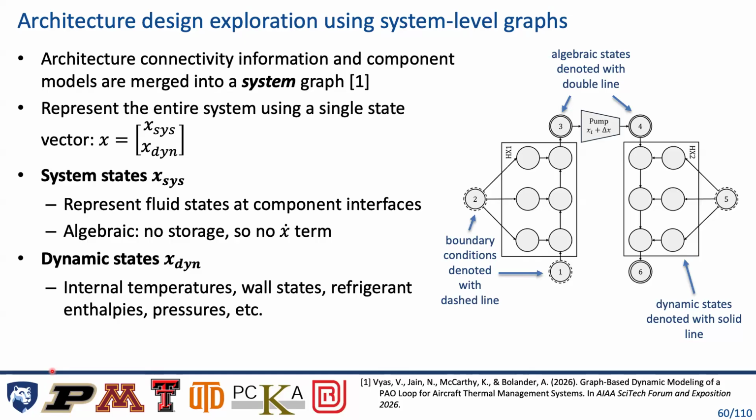And then, of course, we have our dynamic states that represent all those different states that were talked about earlier, depending on, again, what type of energy system you're modeling. This is an example on the right of what this could look like, where you might have two heat exchangers, where all of these solid nodes represent dynamic vertices, and these ones in dashed outlines represent boundary conditions. And then the ones with double lines are really algebraic in nature.